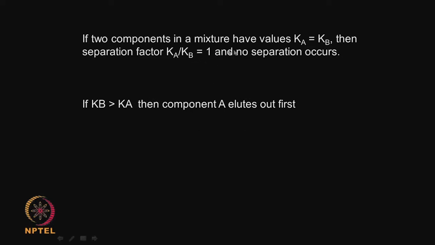If 2 components in a mixture have Ka equal to Kb, then the separation factor is 1, so no separation. If Kb is greater than Ka, then what happens? Kb travels slowly on the stationary phase, Ka travels faster on the continuous phase, so A elutes out first. If Kb and Ka are equal, both will get partitioned at the same ratio onto the stationary phase, so you will not get any separation at all.